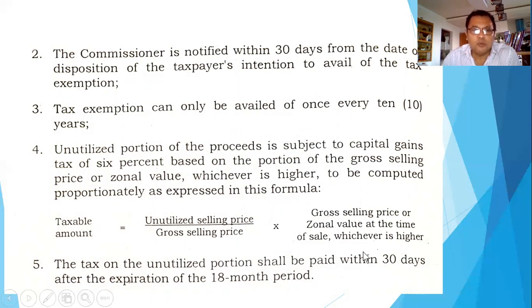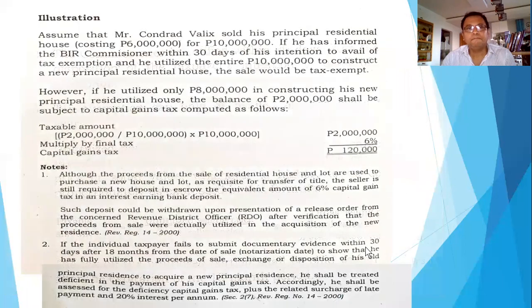And this is the formula. Taxable amount equals unutilized selling price divided by the gross selling price times the gross selling price or the zonal value at the time of sale, whichever is higher. So the tax of the unutilized portion shall be paid within 30 days after the expiration of the 18-month period.